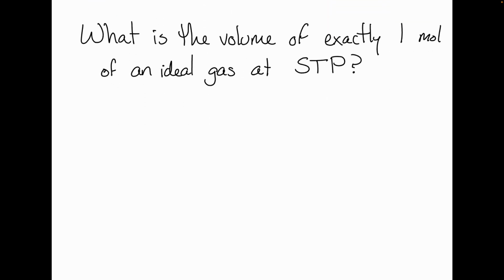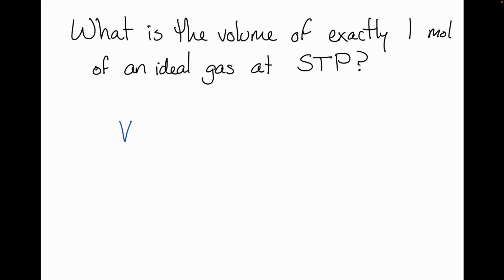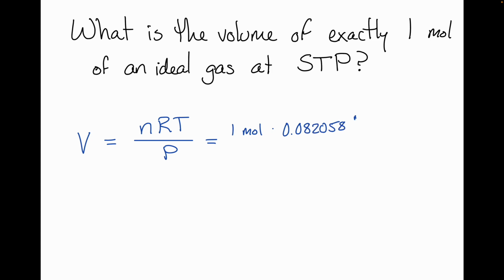So if I take my ideal gas law and rearrange it, I get volume equals nRT over P. I'm going to plug in my n, which is exactly 1 mole, times that value of R, 0.082058. That's on our constants page; you don't have to have that memorized.